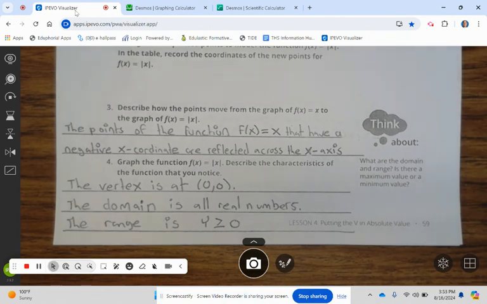The points of the function f of x equals x that have a negative x coordinate are reflected across the x-axis. 4. Graph the function f of x equals absolute value of x. Describe the characteristics of the functions you've noticed. The vertex is at 0, 0. The domain is all real numbers, and the range is y greater than or equal to 0. Let's take a look at the next page.